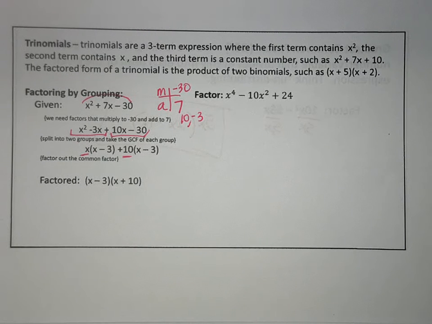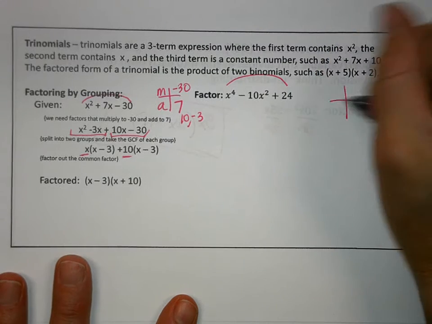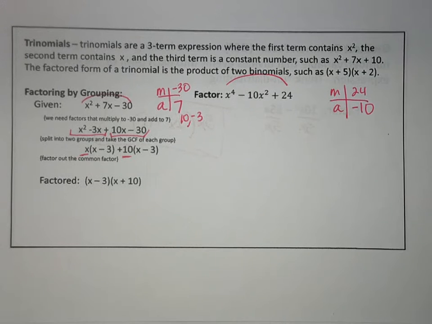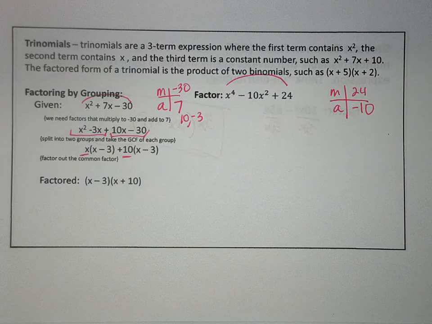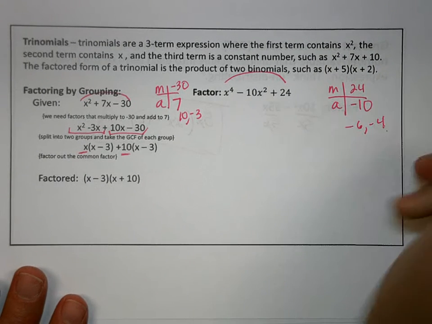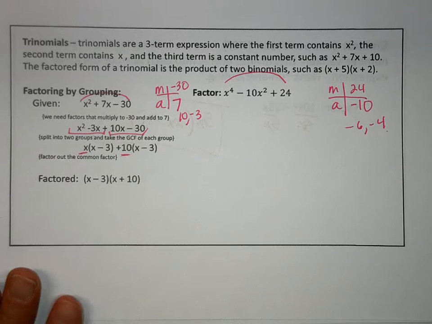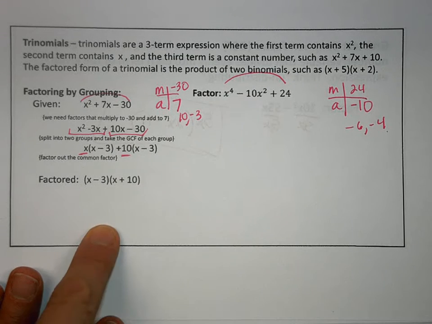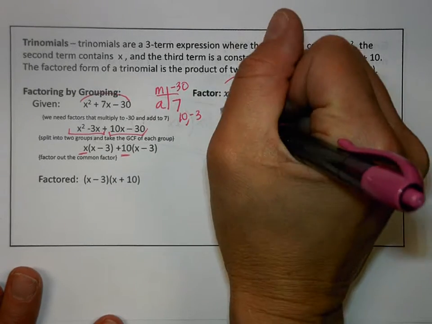Okay, so what's your multiplying term? Your multiplying term is 24. And your adding term is negative 10. So what numbers will work? Very good. Negative 6 and negative 4. So do we want to use this same process here or a shortcut? Okay, does anybody want to do the whole long method? Yes? Okay, I'm going to go into the long method for those that want it.